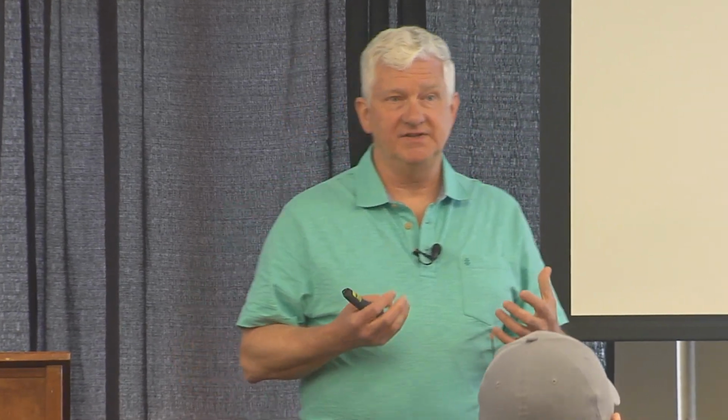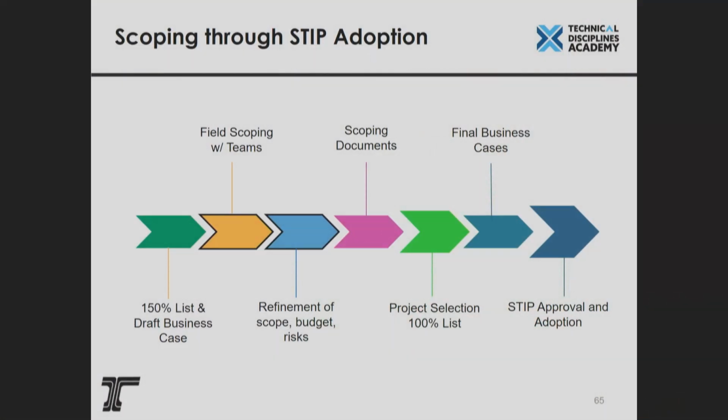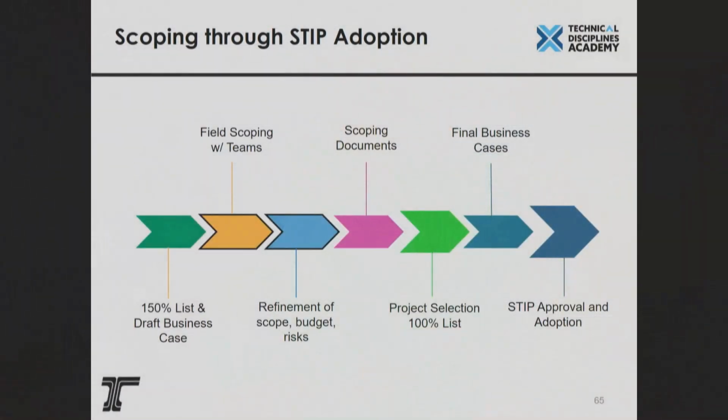And then the scoping documents, these are the things that are actually created. This is a deliverable. This is something project leaders have to utilize the resources from the folks in this room for. We not only need to know what this project is, but how much it costs, the estimate. And we put that in the project-wise. That becomes our best estimate, our best guess at this point for the project, based on what we know. Now this process, the scoping documents and then the project selection, we go through and develop the list and then refine it to 100%. And then it goes to develop the final business cases and then the STIP approval and adoption.